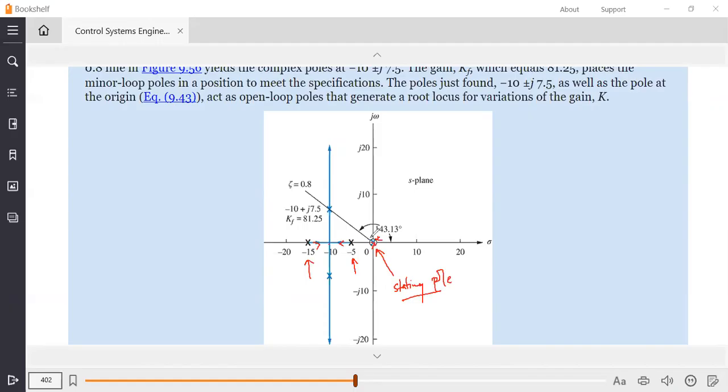Similarly, you find the zeta line, then you find the intersection point. Now the minor loop design is completed. This is the value of the location that we want to have and the value of kf for which we get it. That value of kf and these locations will be transferred as a basis for the next design. So one pole will be here, and two other poles will be here. From here we'll start drawing for the major loop.